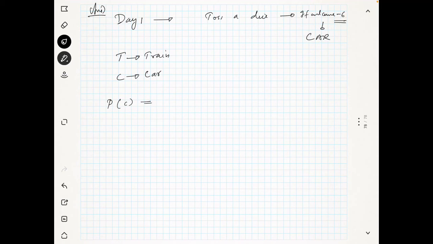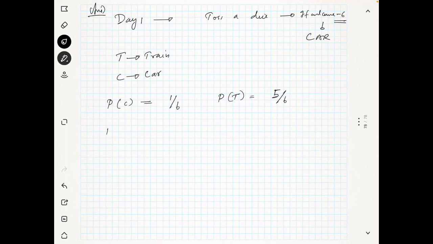If the outcome is 6, then he will be choosing the car. So what is the probability to get this outcome? It is 1 by 6. So what is the probability that he chooses the train? It is 5 by 6, because if he doesn't choose the car, automatically the probability of train will be 5 by 6. 1 minus 1 by 6 will be 5 by 6.